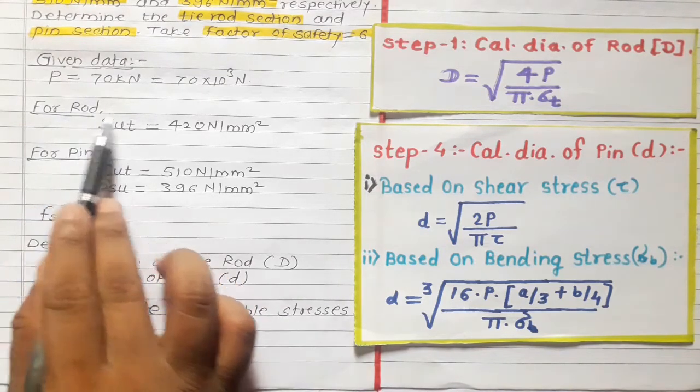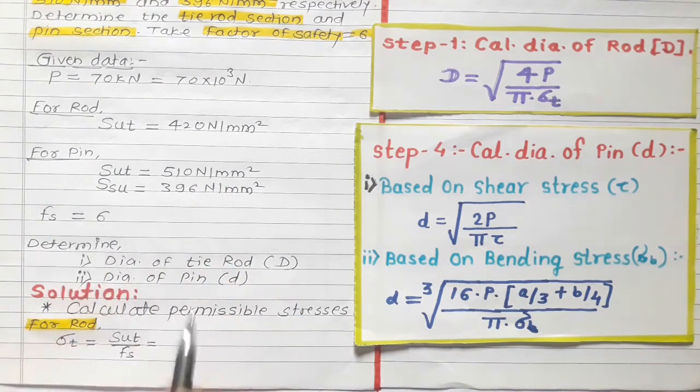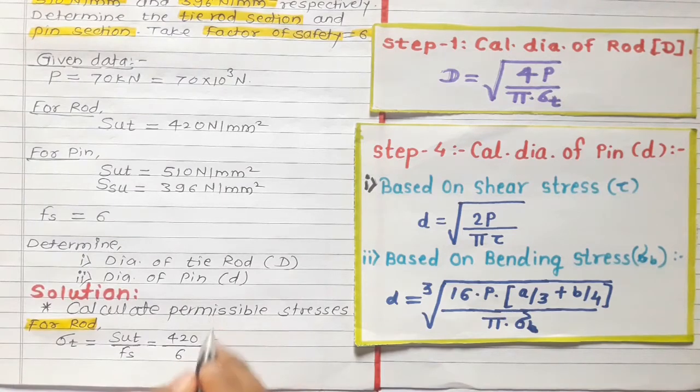The value of SUT for rod is given as 420 Newton per mm square, and Fs is 6. So let us put the values of SUT 420 and Fs 6 for this rod. If you calculate the permissible tensile stress for the rod material, its value will be 70 Newton per mm square, or megapascal. You can write the unit megapascal also. So this is the value of the permissible tensile stress for the rod material.